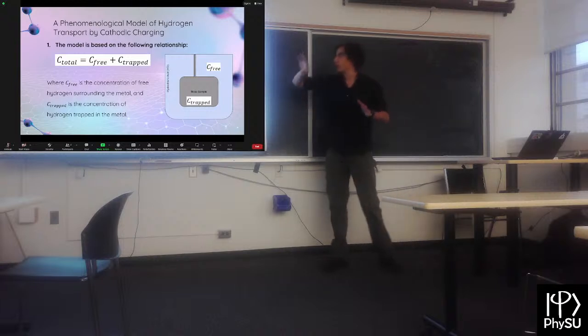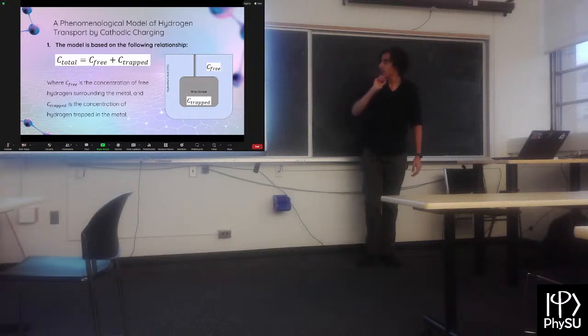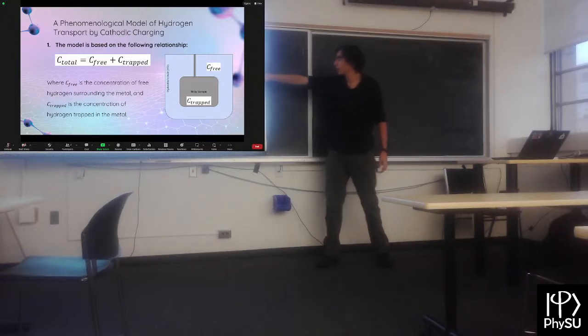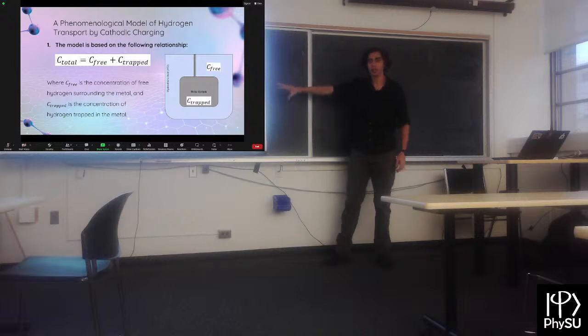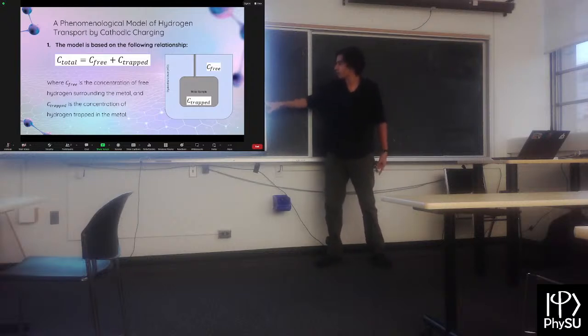So we have the total concentration in the system as the free hydrogen concentration plus the trapped hydrogen concentration. And this diagram tells you all the free hydrogen is located around the metal. This is still the cathodic charging experimental setup. So we have the electrode and the metal sample, and all of the trapped hydrogen concentration is within the metal.